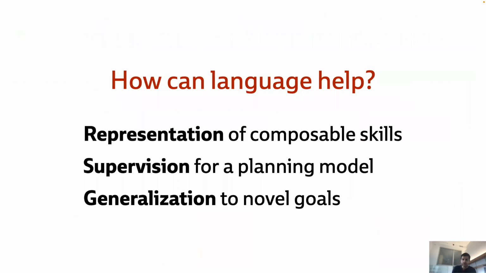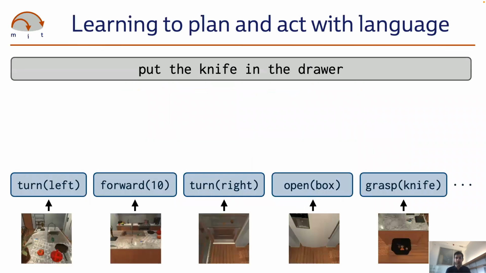Okay, so to say this all one more time, language is going to do three things for us. First, it's going to give us a flexible representation language for expressing the skills that our planning model can operate over. Second, it's going to give us an easy way of collecting supervision for this planning model using comparatively unskilled annotators. And third, it's going to give us a way of leveraging corpus data, text-only data, to generalize to new goals. Okay, so this is the model architecture.